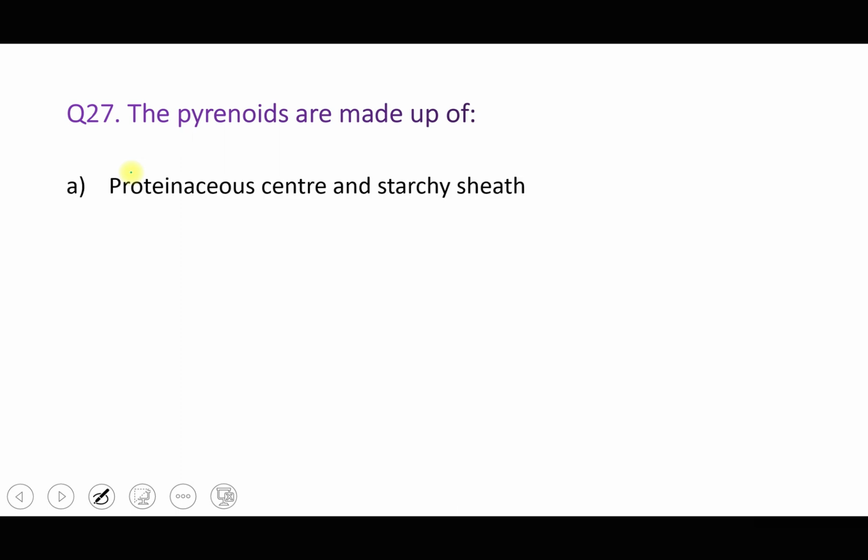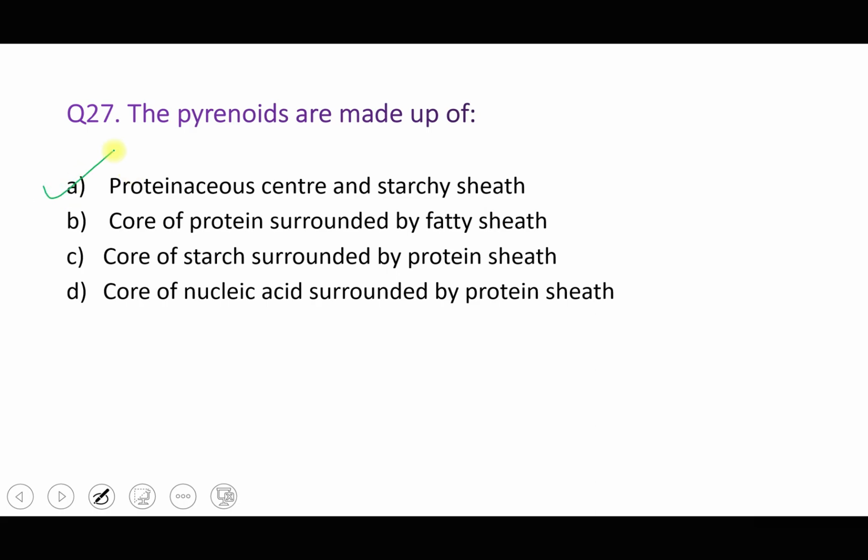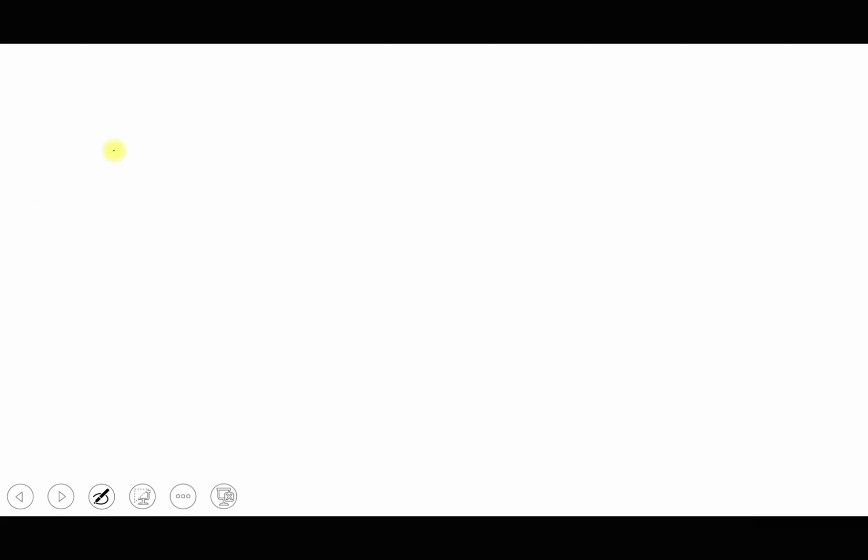Question 27. The pyrenoids are made up of: A, proteinaceous center and starchy sheath; B, core of protein surrounded by fatty sheath; C, core of starch surrounded by protein sheath; D, core of nucleic acid surrounded by protein sheath. Pyrenoids are present in the green algae, and they have a protein center which is surrounded by a starchy sheath. So the option A is correct.